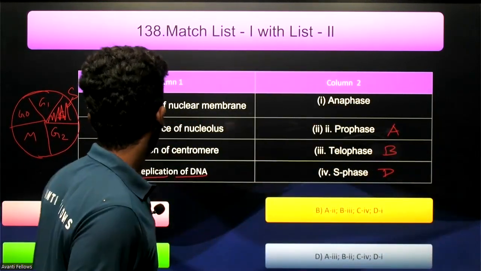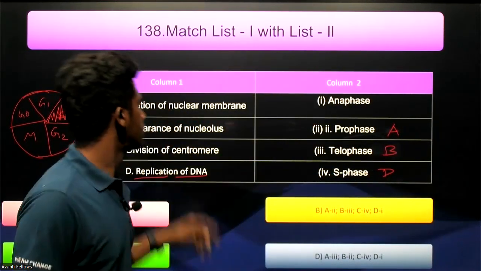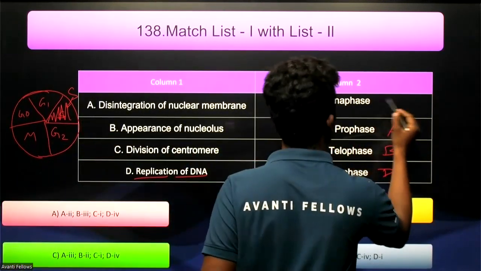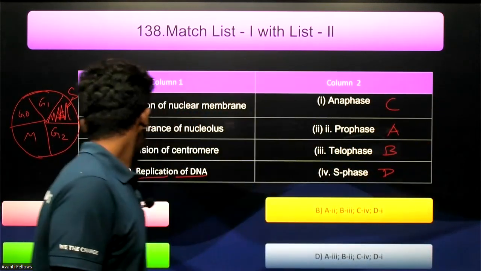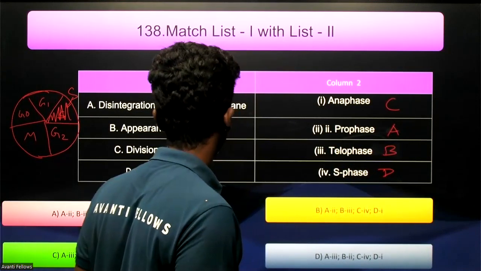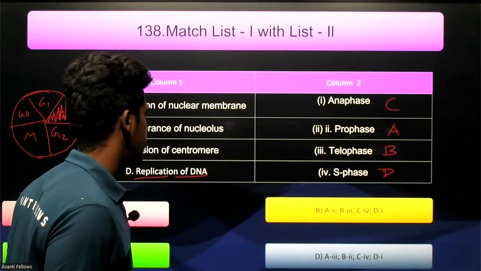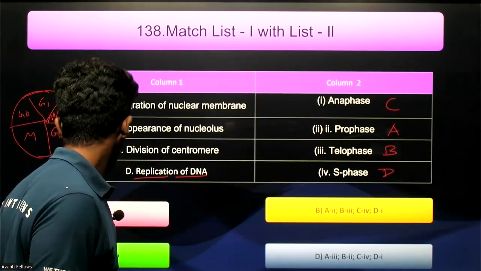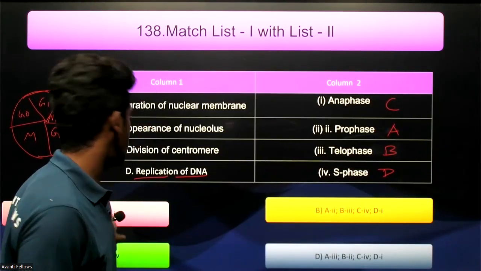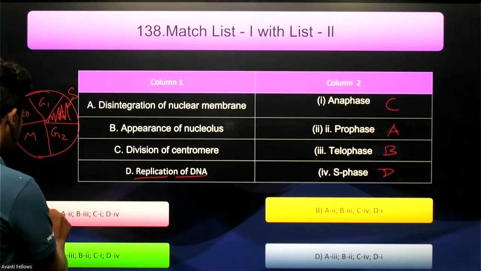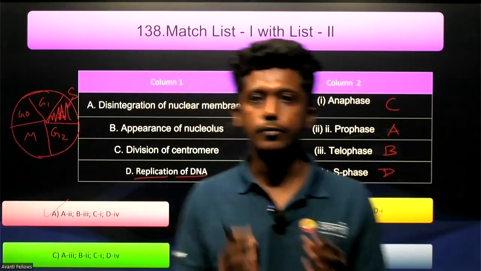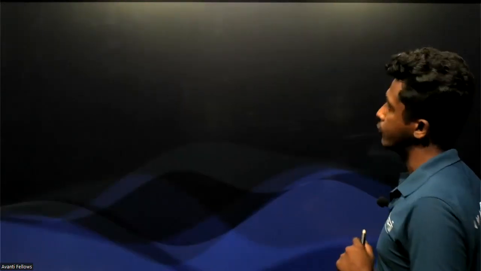And finally, we have division of centromere. Division of centromere happens especially in the anaphase. Okay, so I'll write it as C. So what is our option? Let's say A is 2, B is 3, C is 1, and D is 4. Look here, option A seems to match everything. So the correct option for this question is option A. Let's go for the next question.